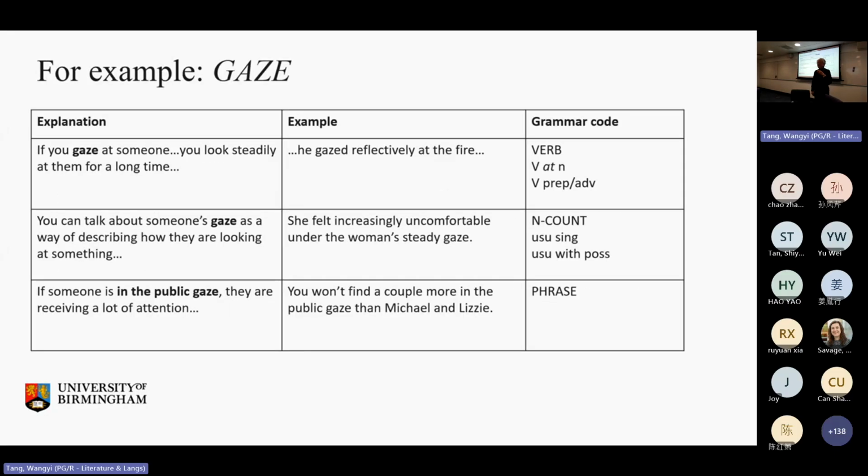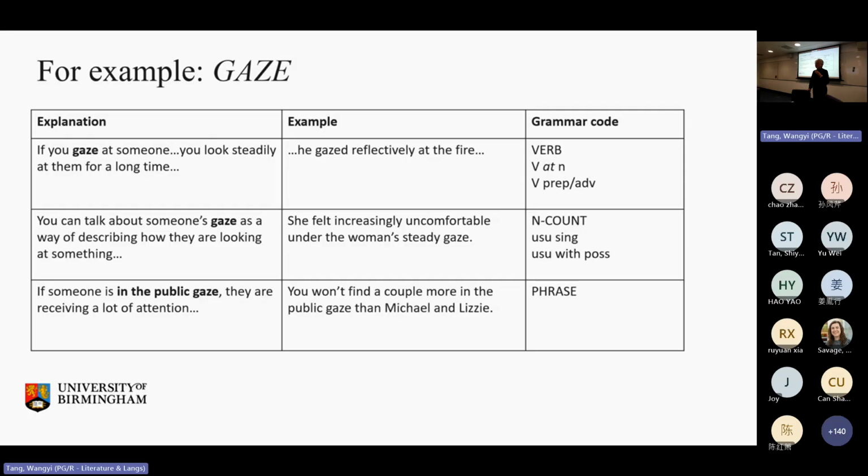And here's one of the examples of an entry from that Cobuild dictionary, the word gaze. 3 meanings here. If you gaze at someone or something, you look steadily at them for a long time. For example, he gazed reflectively at the fire, and we have said that that is a verb. Yes, we got one thing right. It's a verb, and it has the patterns verb followed by at, verb at noun, or verb followed by some other preposition or adverb.